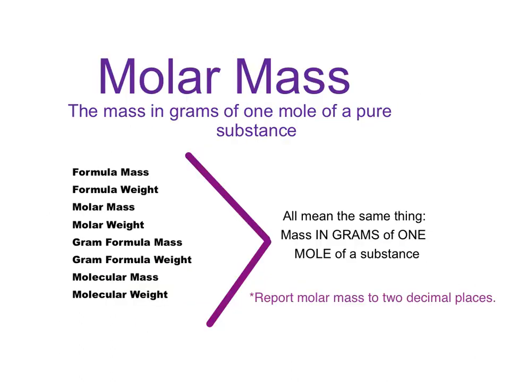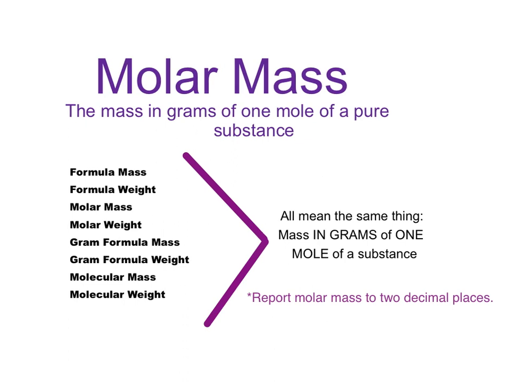Now, molar mass has a lot of different names. Including formula mass, formula weight. Those tend to be for your ionic things. Let's see, you've got molecular mass, molecular weight. Those tend to be for covalent things. So there's a lot of different names, but the big thing is that they're all how many grams one mole of something weighs.